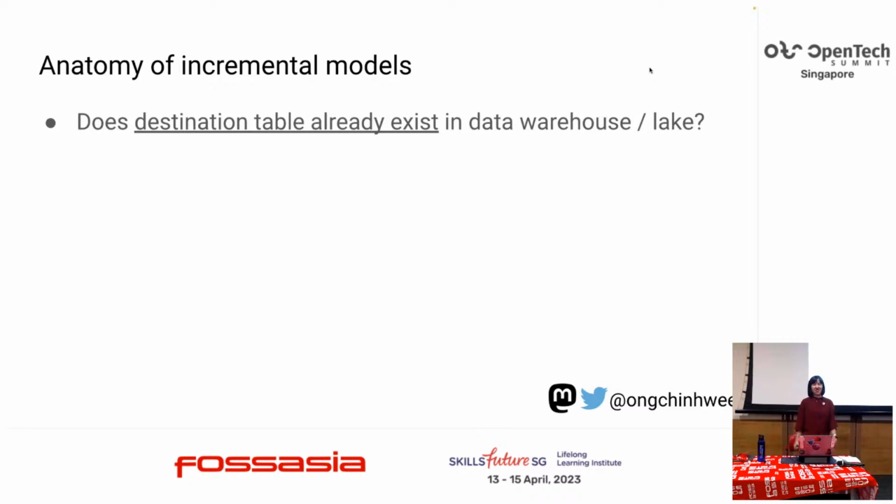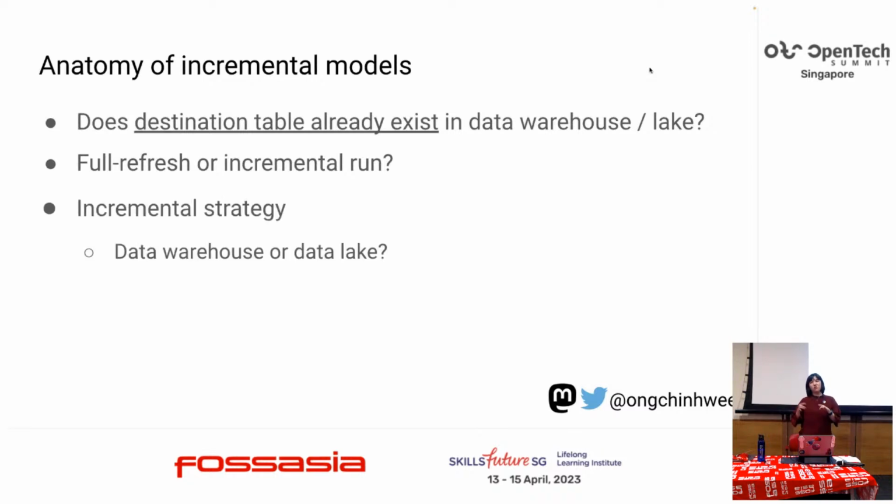Do you want to just, is there something wrong with your transformation and you want to refresh the whole thing? Or things are fine, so let's do an incremental run. So you need to include those cases. And then what's the incremental strategy? It depends on whether it's a data warehouse or the data lake. And then some columns to track changes. So those are the typical things.